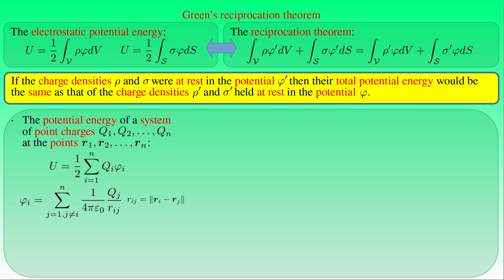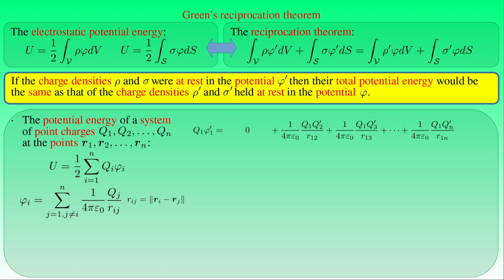We also consider another system of point charges Q'i at the same positions producing the potentials phi prime i from i equals 1 to n, where Qj is replaced by Q'j in the formulae of the potentials. Now we start with the computation of the product of the charge Q1 and the potential phi prime 1.